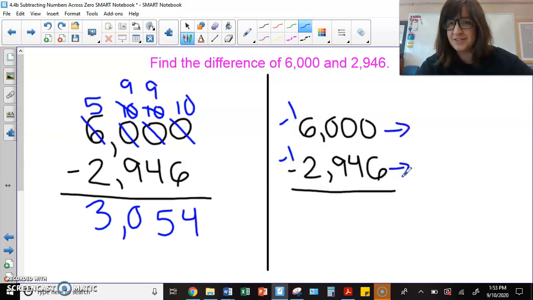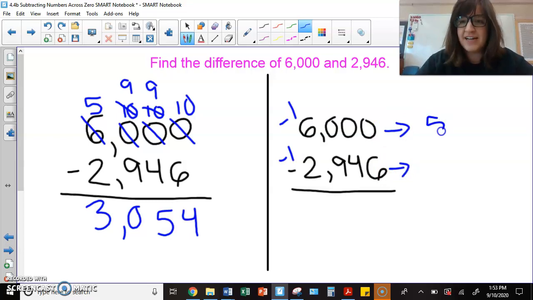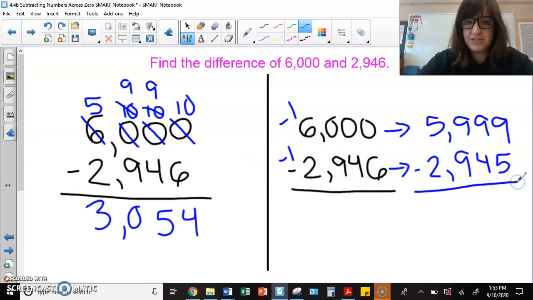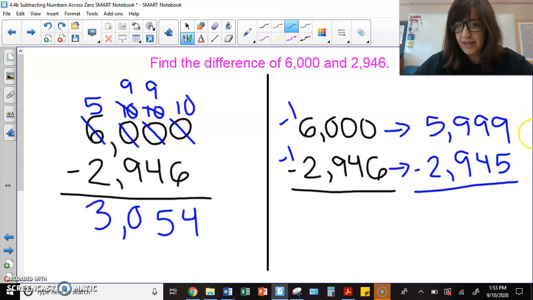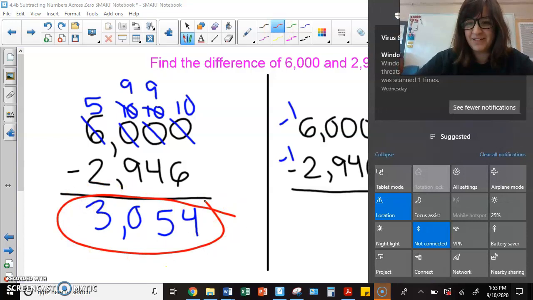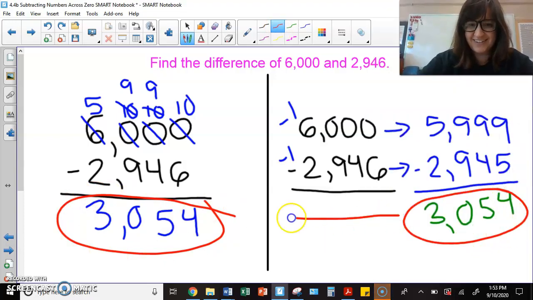When I subtract 6,000 minus 1, I get 5,999. That is 1 less than 6,000. My bottom number, I get 2,945. Okay, because 1 less is 1 less out of the ones place. Okay, so now I'm going to subtract these numbers. 9 minus 5 is 4. 9 minus 4 is 5. 9 minus 9 is 0. And 5 minus 2 is 3. Look at that. I got the same answer.